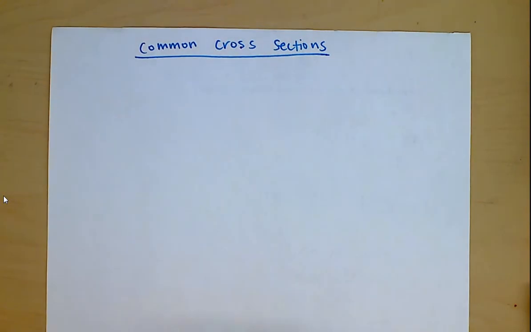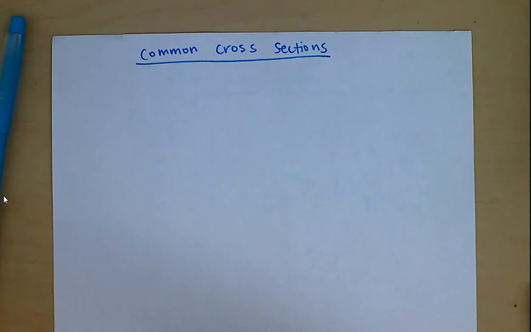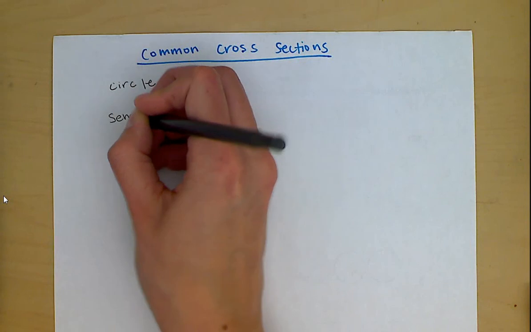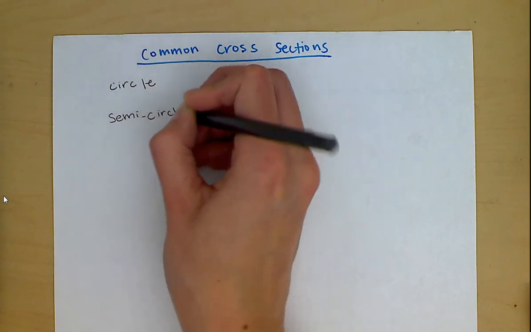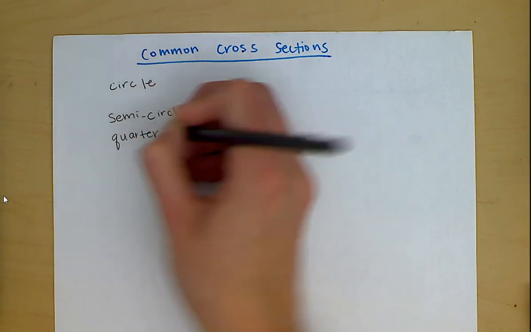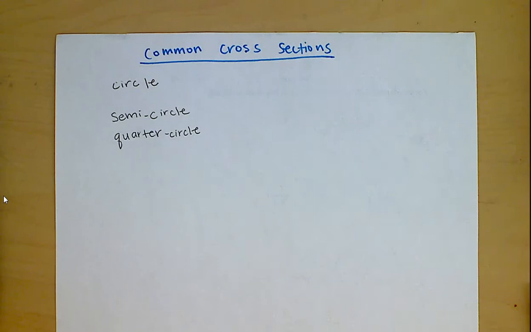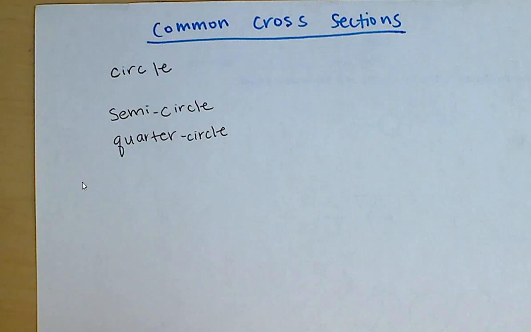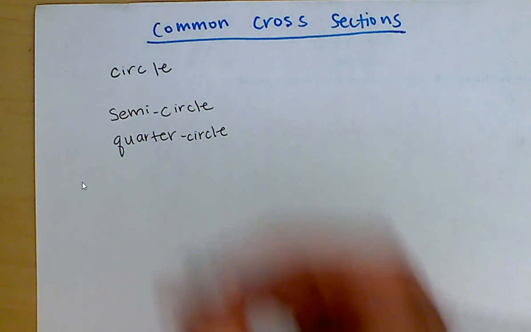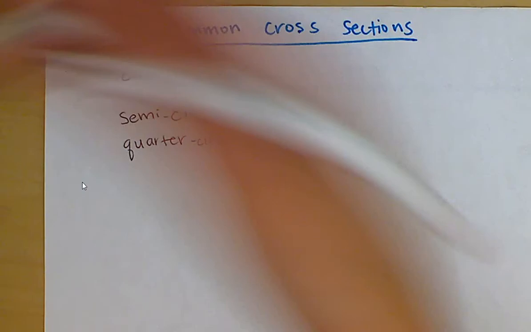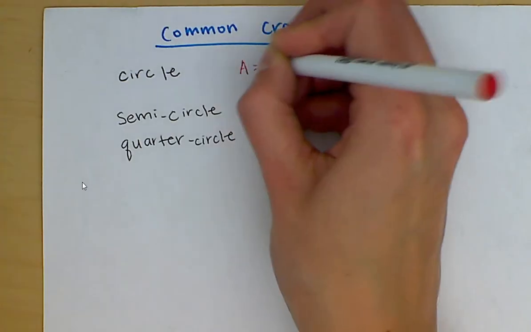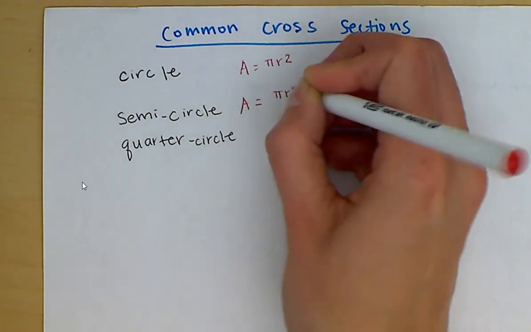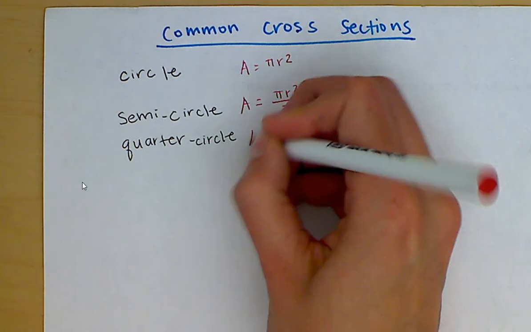We have circles, semicircles, and a quarter circle. These areas you should all know pretty quick. The area of a circle equals pi r squared. A semicircle will be pi r squared divided by 2. And a quarter circle is pi r squared divided by 4.